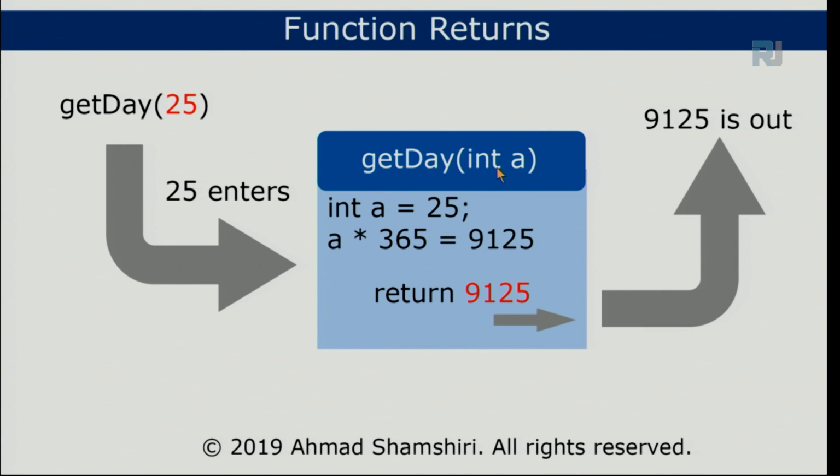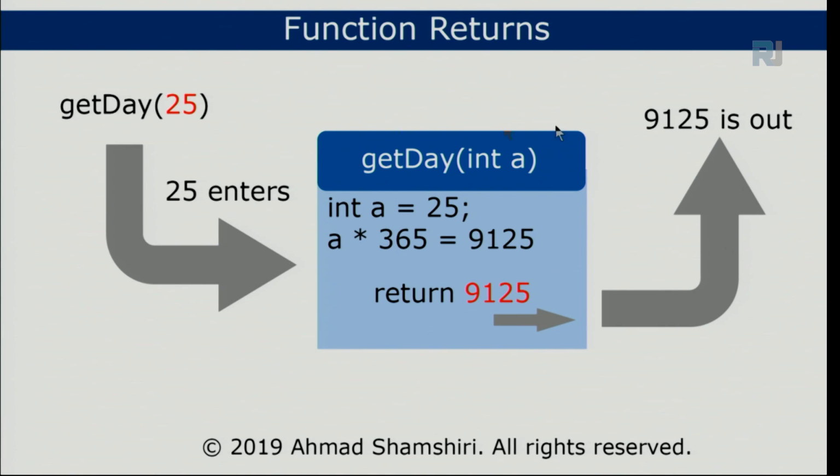As soon as it receives it in here, it will assign it to a letter or variable a like this. Integer a is equal to 25. So this a will be automatically 25. And next we have a times 365, which will be 9,125. And it will return 9,125. So 9,125 is out.